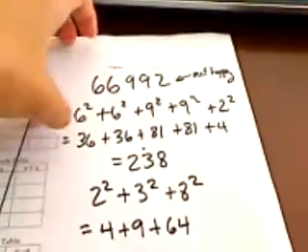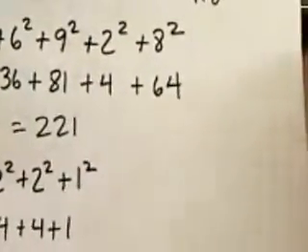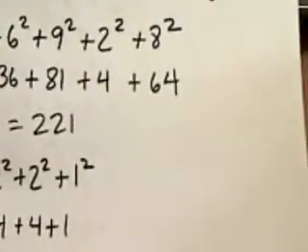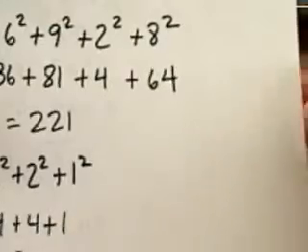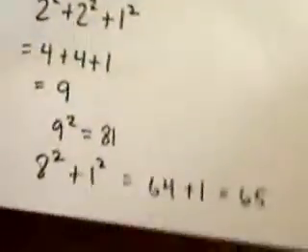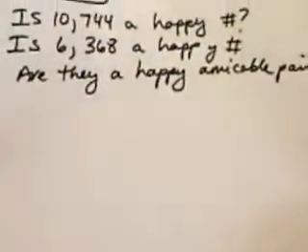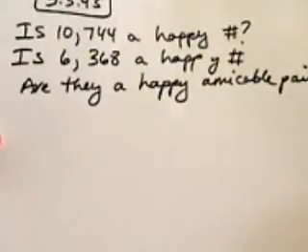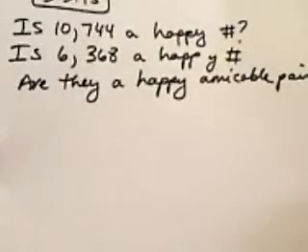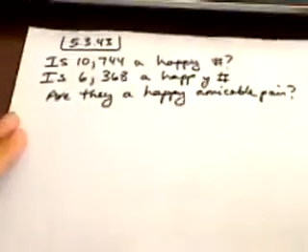Okay. Now they did also ask, are they a happy amicable pair? And if one of them isn't happy, then they're not a happy amicable pair. So since they're both not happy, that's definitely not a happy amicable pair. Okay? So that was 5.3.42. Let's also do 5.3.43, which was also asked. And basically a very similar problem, is 10,744 a happy number, and then 6,368.